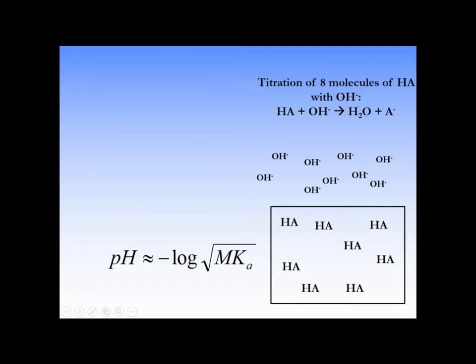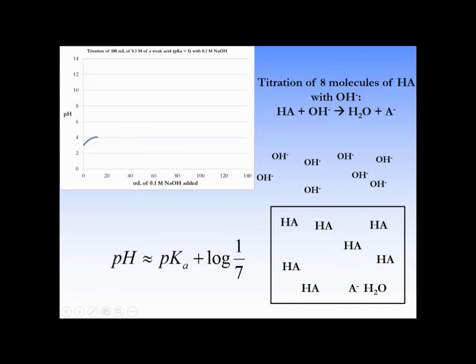Now we're going to start adding in some hydroxide. Here we go. In it goes, and it reacts. And notice what happens. When the hydroxide reacts with the weak acid, it forms the conjugate base. So at this point, we're going to use this equation over here.